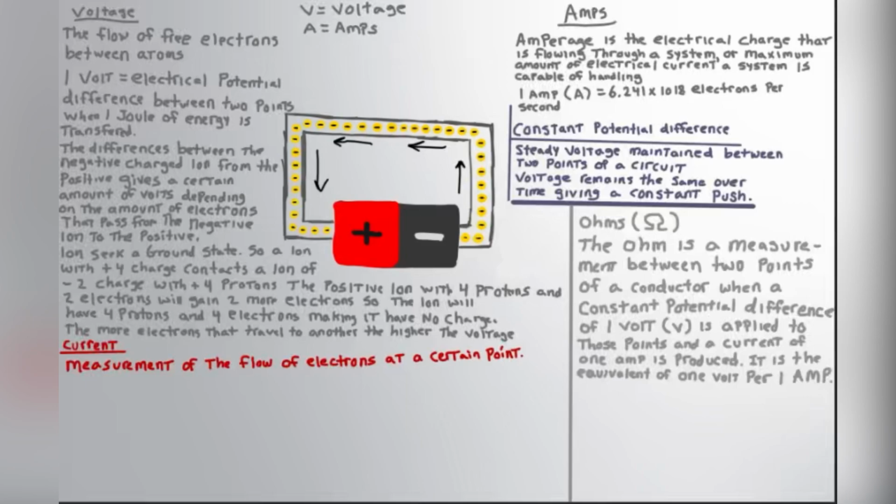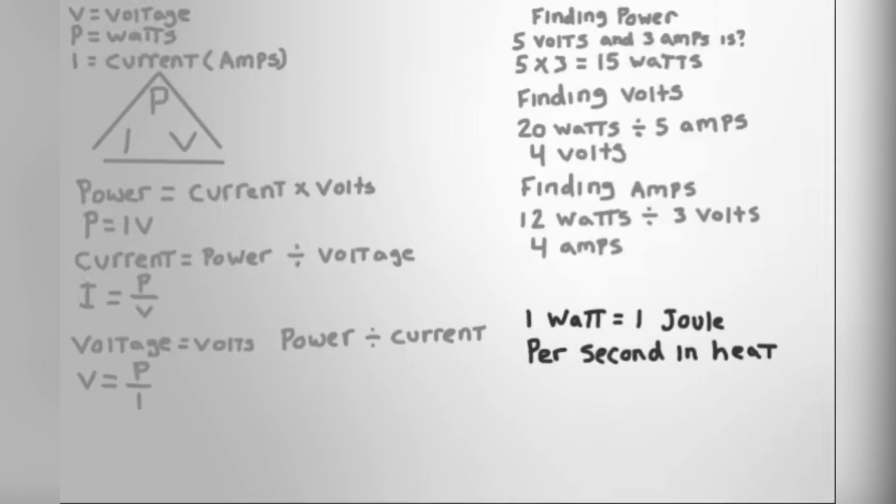Now, constant potential difference is pretty important. It is a steady voltage maintained between 2 points of a circuit; voltage remains the same over time, giving it a constant push. And ohms is a measurement between 2 points of a conductor when a constant potential difference of 1 volt is applied to these points and a current of 1 amp is produced. It is the equivalent of 1 volt per 1 amp. So this is the formula for volts, watts, and amps.